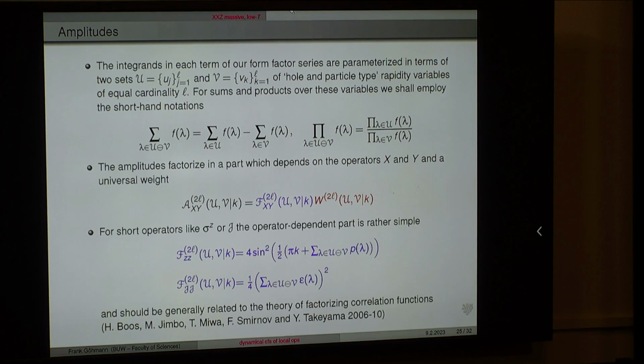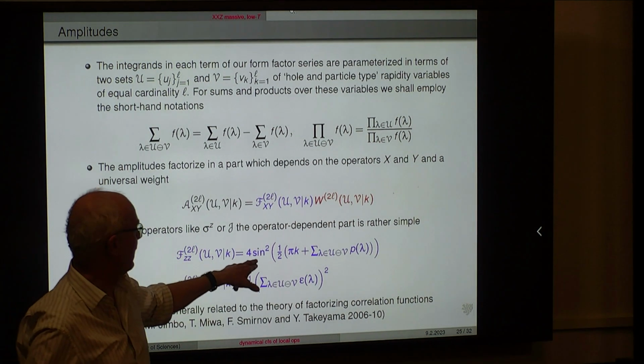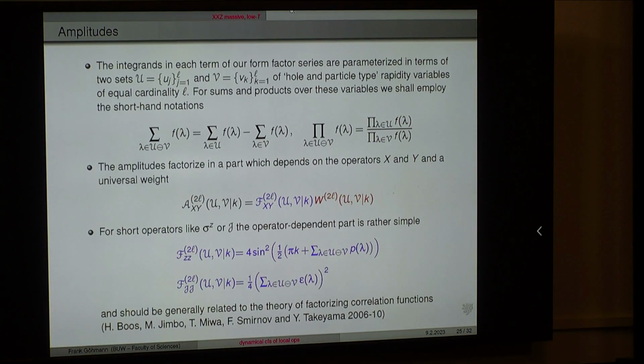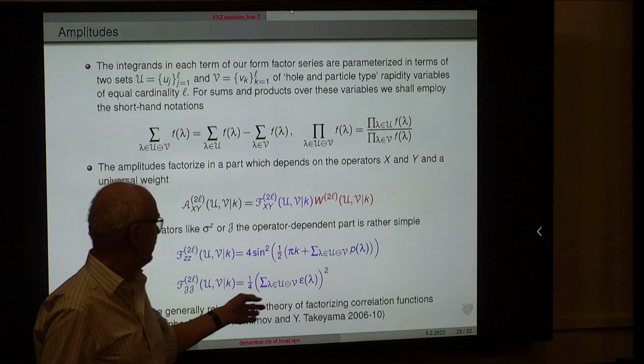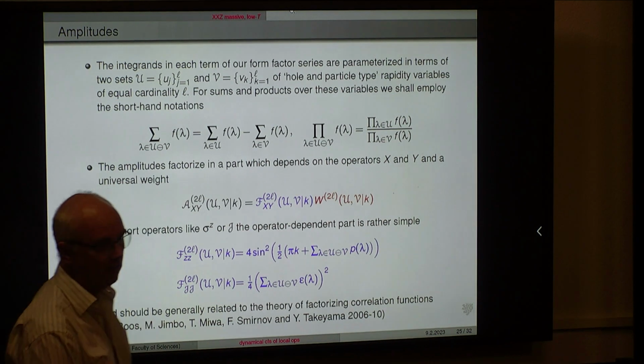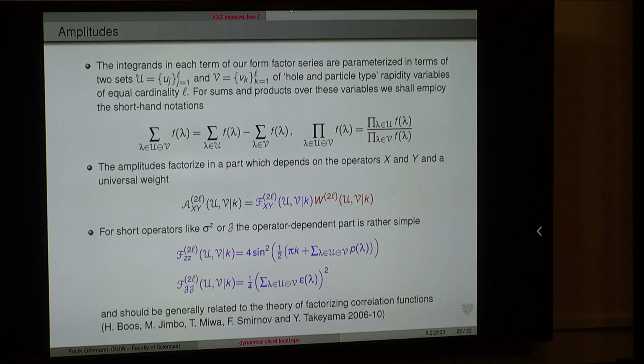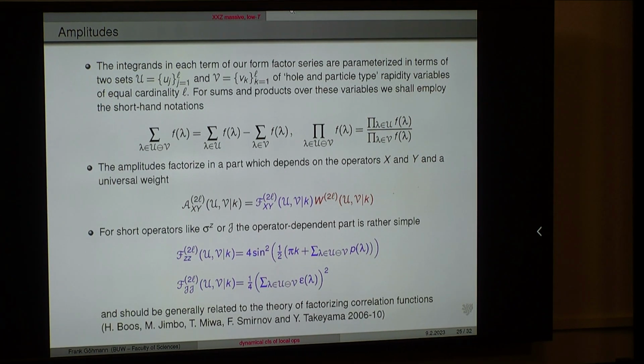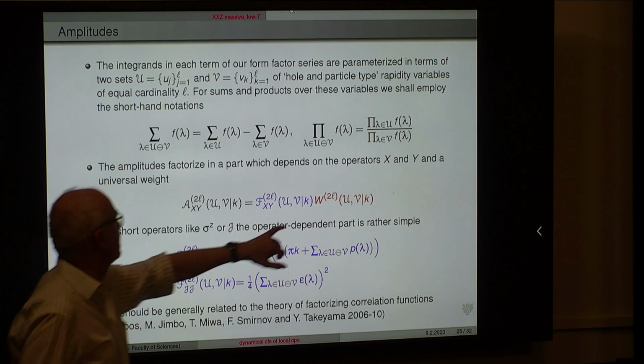And look what happens to the operator part. So that was this rho n minus 2 plus 1 over rho n. This becomes sine square of some of the differences of momenta. And this rho prime over rho square, the logarithmic derivative, becomes the square of the sum of the differences of the energies. Beautifully simple. This is the part which comes from the form factor bootstrap or fermionic basis in this very simple case. And so the remaining part is this weight.